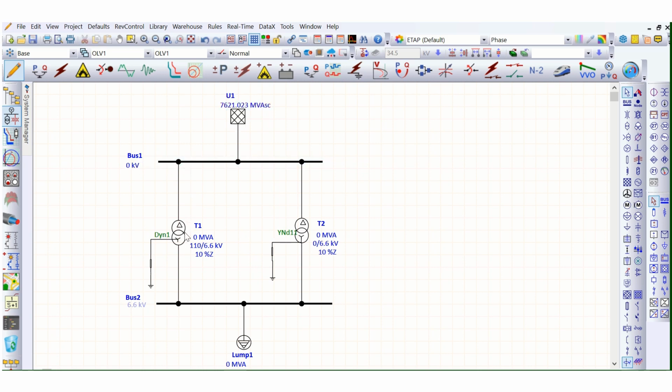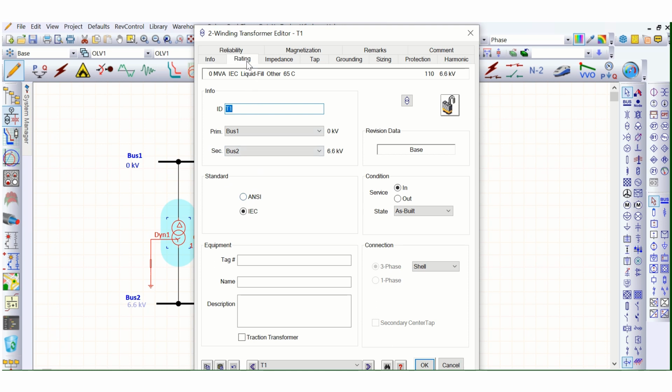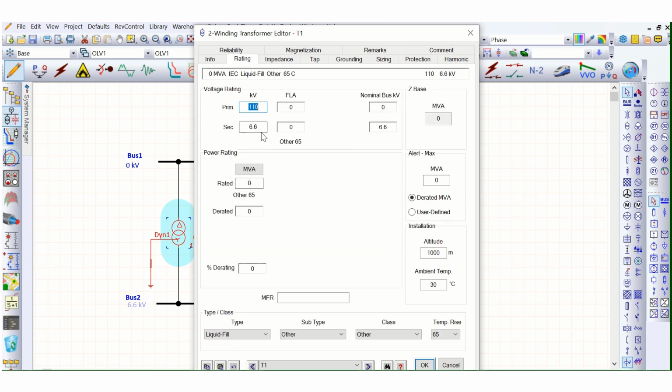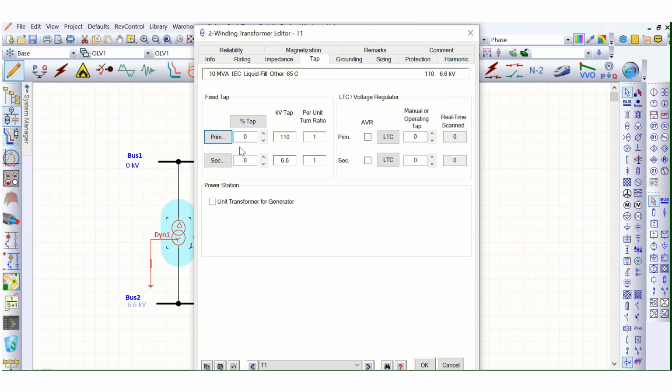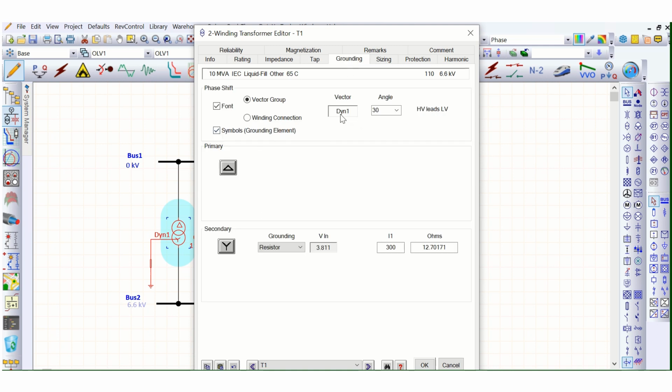So let's define this transformer: 110 kV by 6.6 kV, MVA transformer. Impedance I am choosing here, not a typical one, let's say 10% impedance. Also the tap settings, principal tap, grounding, DYN1.